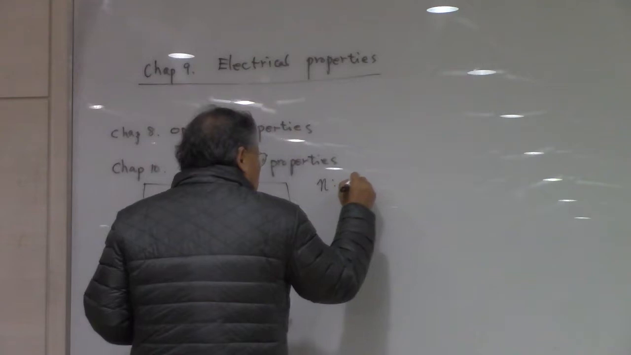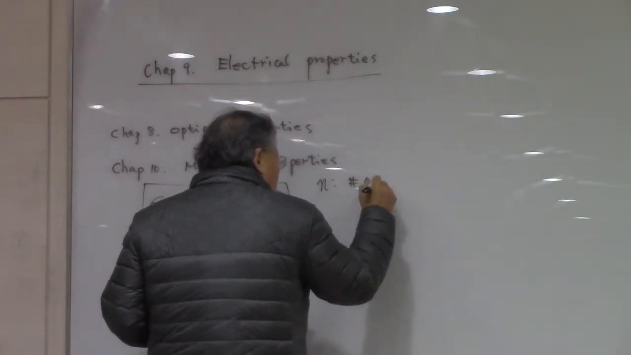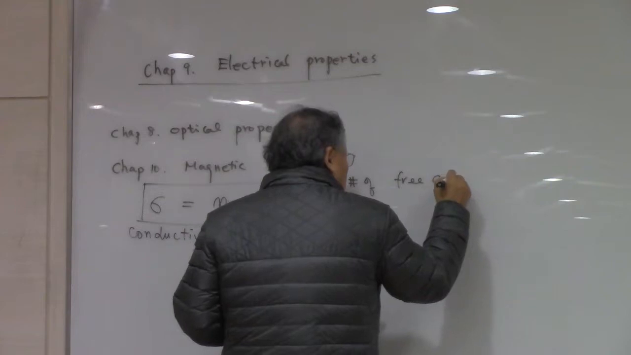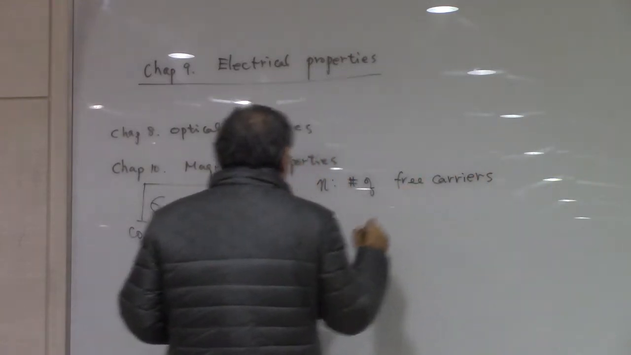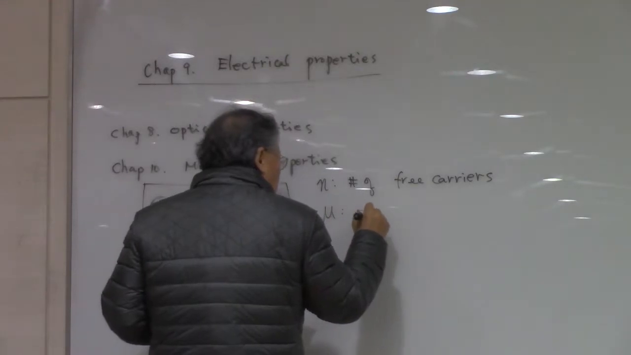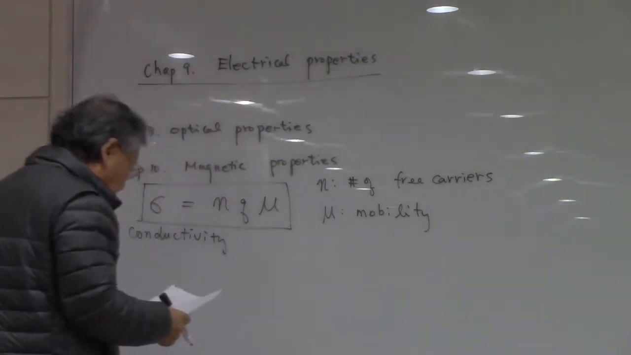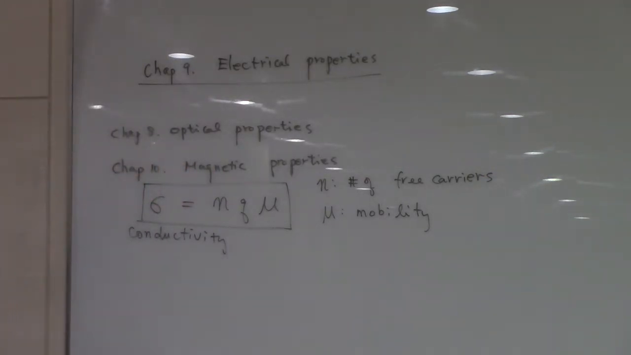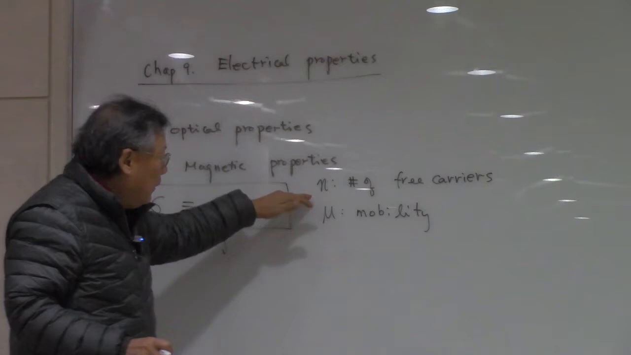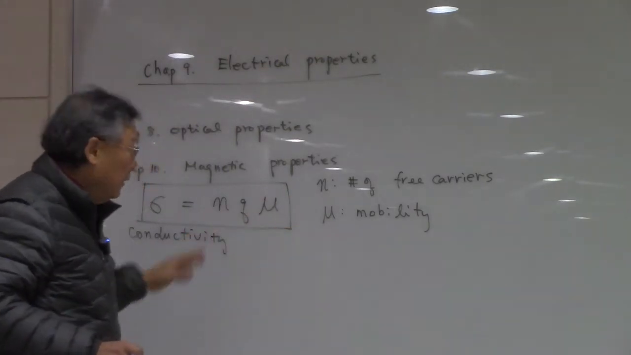And N is the number of free carriers. And then mu is the mobility. So in this chapter, we're going to talk about the electric field effect and the temperature effect on the number of free carriers and the mobility of the materials.